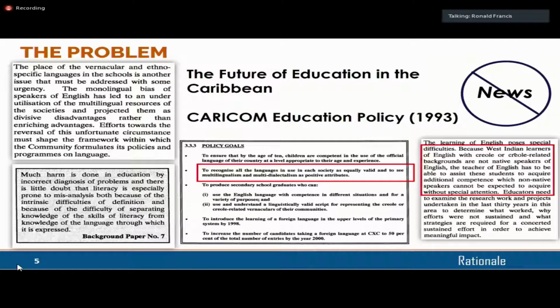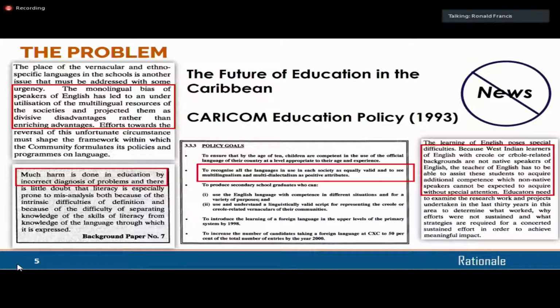I disagree slightly with this document, because I think that there are many people who have strong competence in English and in Creole, and we should work to bilingual competence, of course. But the fact is, the students who have strong competence in the Creole languages need some kind of assistance in the education system. There is also a monolingual bias for speakers of English, which has led to the underutilization of multilingual resources in our society.